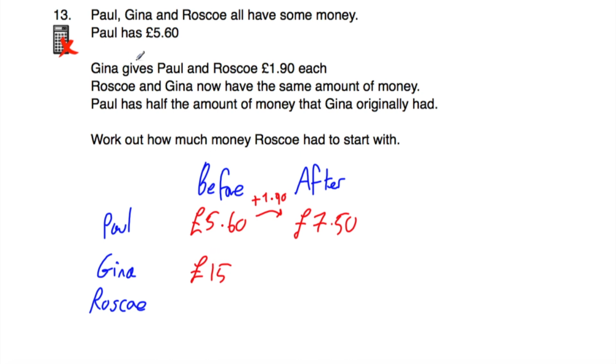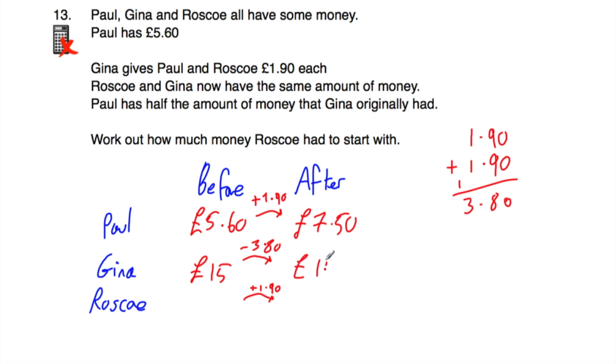Now if we go back to this bit of information, Gina gave Paul £1.90 and she also gave Roscoe £1.90. She gave away £1.90 to each of those two people. So that means her amount of money must have gone down by, well, if we add £1.90 and £1.90, we can see how much money Gina gave away. So 0 plus 0 is 0, 9 plus 9 is 18, put 8 down, carry a 1, and 1 plus 1 plus 1 is 3. So that's £3.80. So the amount of money that Gina had went down by £3.80. So if we take the £15 and subtract the £3.80 she gave away, that would be equal to £11.20. So that means that Gina now has £11.20.